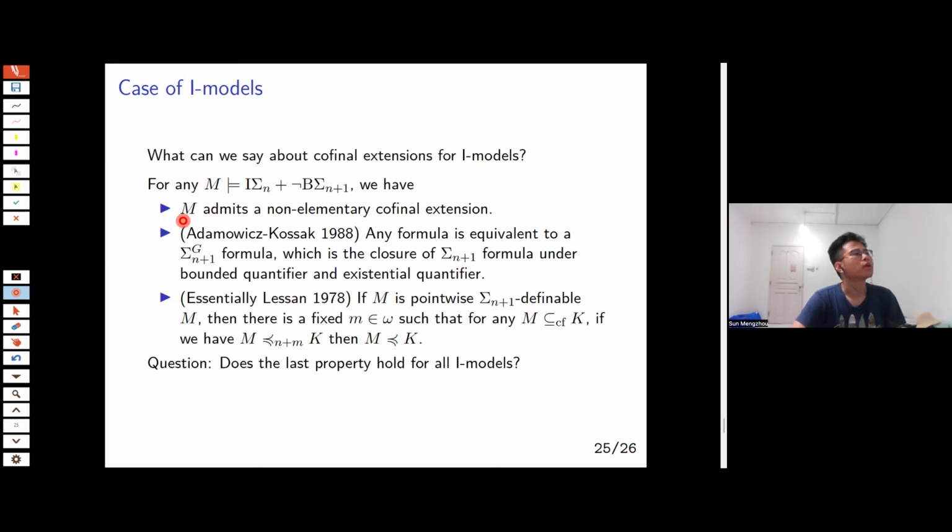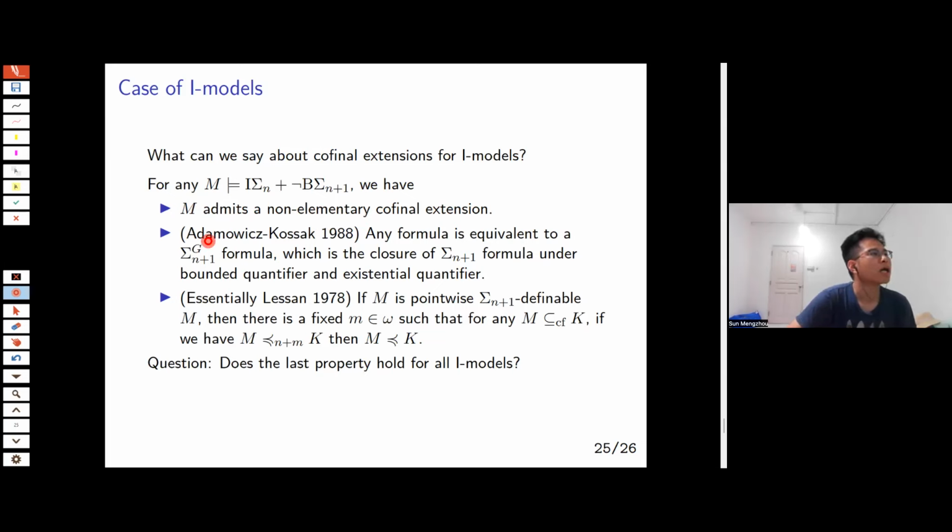So first of all, as the Paris result, for arbitrary M, which is an I model, it admits a non-elementary cofinal extension. So this is even true when M is uncountable. So you can see that this makes a difference between I models and B models. In B models, we can have some models such that it cannot have a non-elementary cofinal extension. And for I models, it cannot.